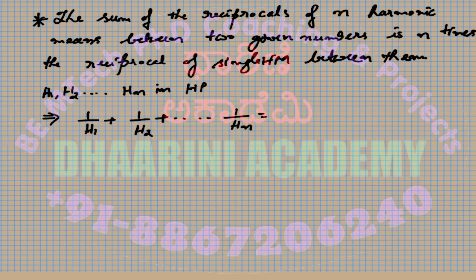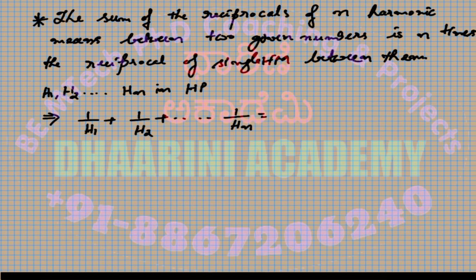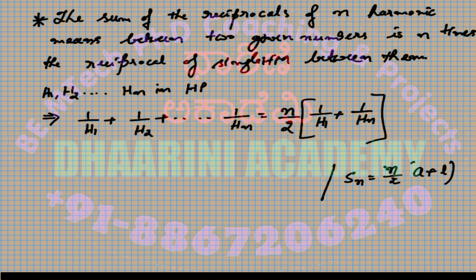Now this is equal to, let's apply the property, n by 2 times. We know that a plus l, where a is the first term and l is the last term. So I can directly write this as 1 divided by h1 plus 1 divided by hn. Why so? Because I am using the property that the sum of n terms is n by 2 times a plus l. We had seen this in case of HP as well as AP.